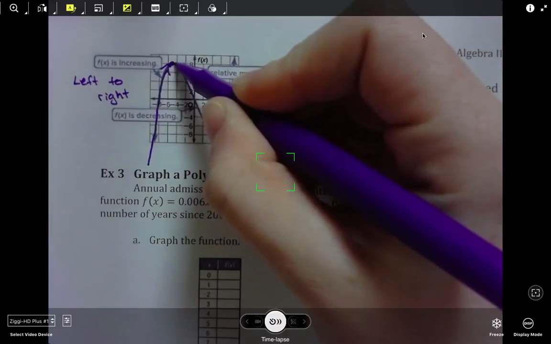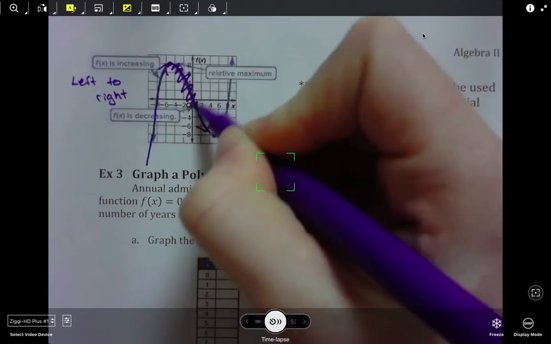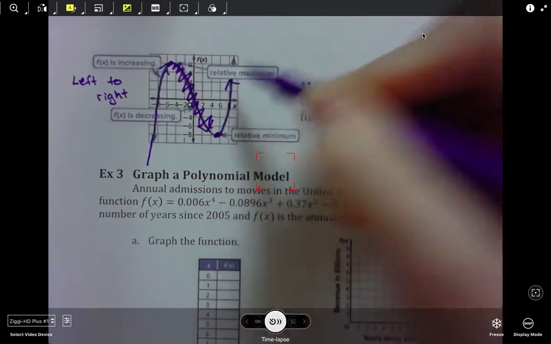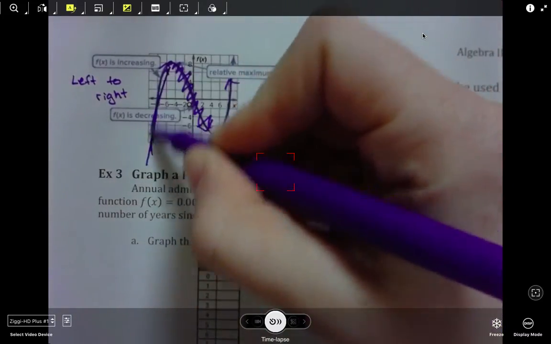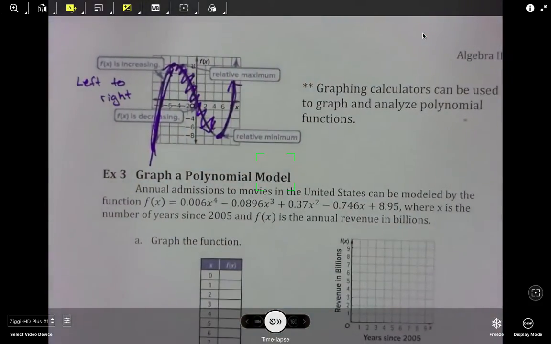And then I'm still going left to right, and this is starting to decrease. So it's decreasing here, and then it starts to increase again. So there are 2 places where it's increasing and 1 place where it's decreasing. That helps me identify a couple of things about my graph, especially if we're talking about story problems like we will get into in example 3.